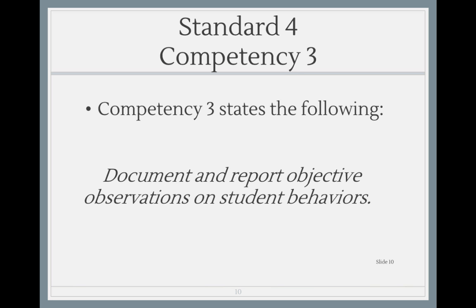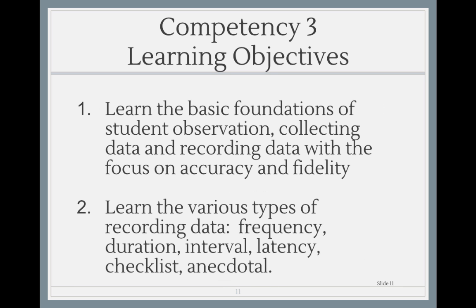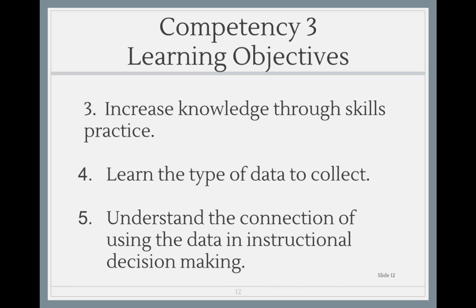Competency 3 of Standard 4 states the following: to document and report objective observations on student behaviors. There are 5 learning objectives for Competency 3. The first learning objective is to learn the basic foundations of student observation, collecting data, and recording data with a focus on accuracy and fidelity. Objective 2, to learn the various types of recording data: frequency, duration, interval, latency, checklist, anecdotal. Objective 3, to increase knowledge through skills practice. Objective 4, to learn the type of data to collect. And Objective 5, to understand the connection of using data in instructional decision making.